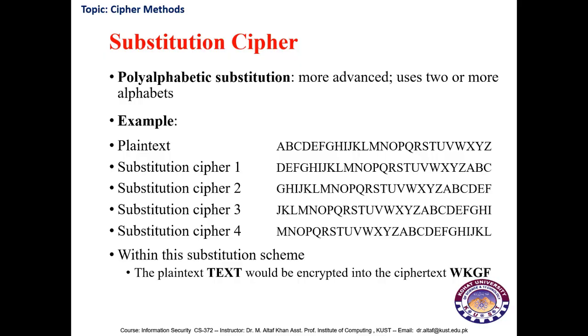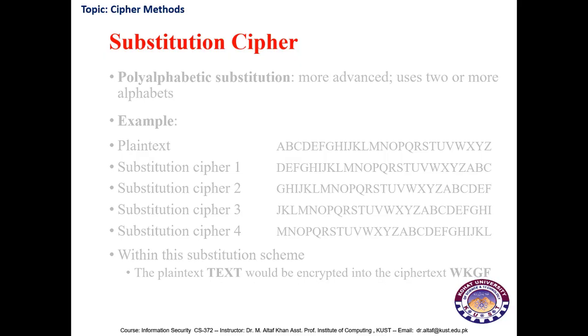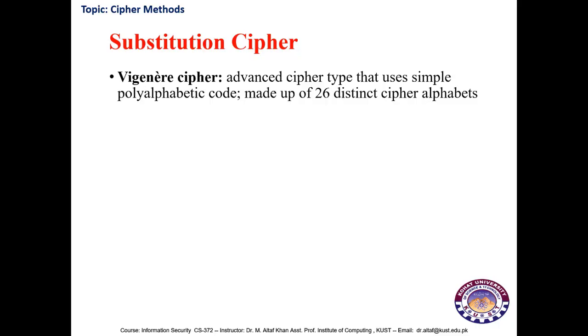Now we will go to the next substitution cipher, that is the Vigenere substitution cipher. Vigenere cipher is an advanced type of substitution cipher. It uses a simple polyalphabetic code. This cipher is implemented using the Vigenere square, which is made up of 26 distinct cipher alphabets.